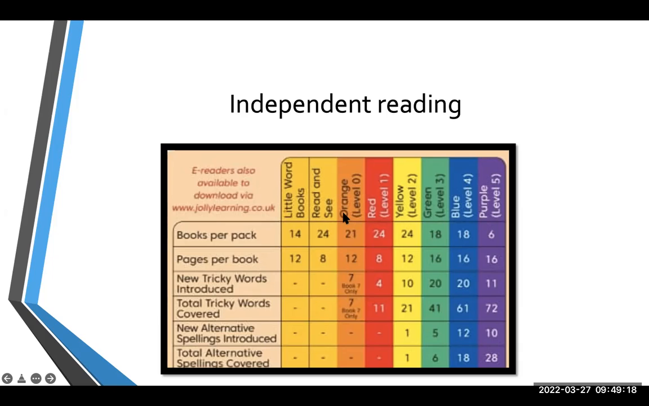So if you are at the orange level, you cannot skip the red level and go to the yellow level, or you cannot skip the yellow level or go to the green level. First, you have to cover these reading schemes and then move to the other one.